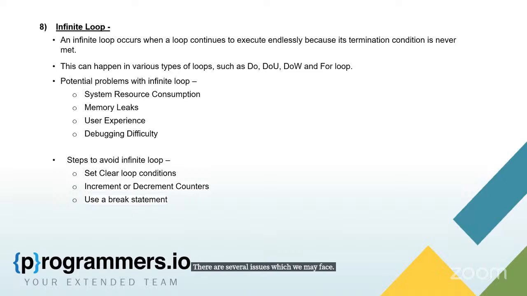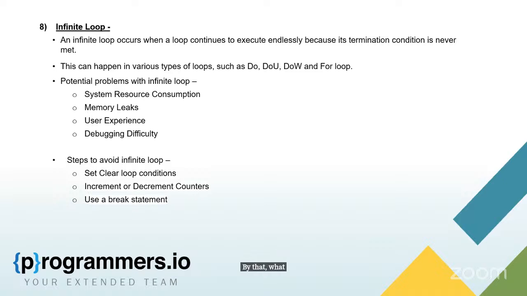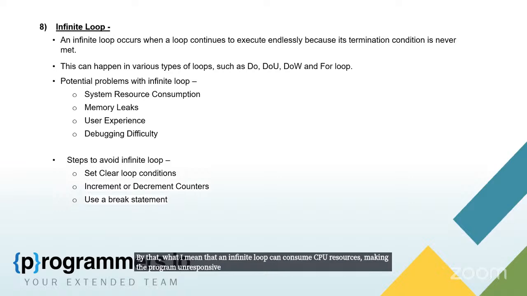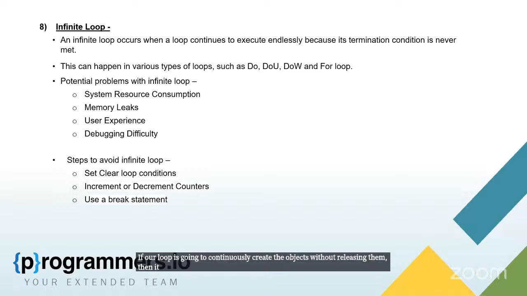First one is system resource consumption. By that, I mean that an infinite loop can consume CPU resources, making the program unresponsive and potentially crash it or the system. Then next is memory leak. If our loop continuously creates objects without releasing them, it can lead to memory exhaustion.